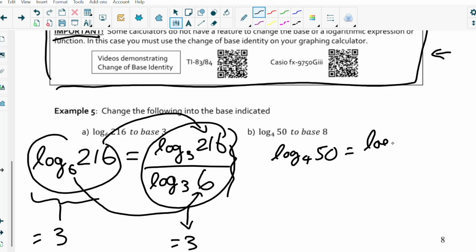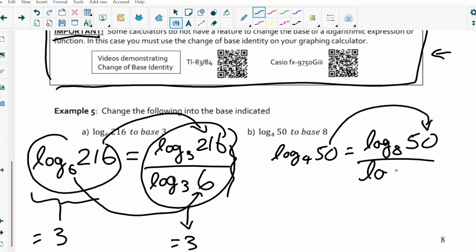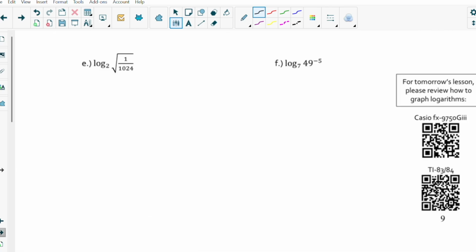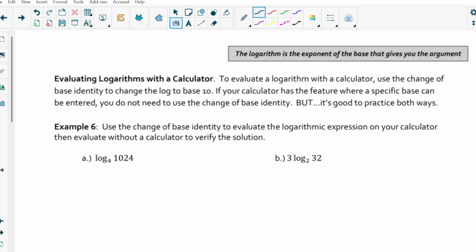Log base 4 of 50, I want to change it to base 8. Log base 8 of 50, so that 50 comes over here. Log base 8 of 4, so that 4 goes over here. Log base 4 of 50, rounded to the nearest hundredth, is 2.82. And then if you do this calculation, that's 2.82 as well. Next page, folks.